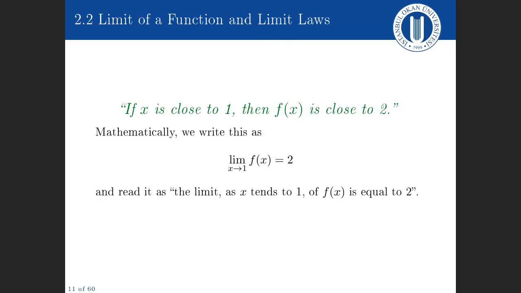We have a notation to write this in maths. We write this as lim for limit. Then underneath lim, we write x arrow 1, because we're looking at when x gets close to 1 of the function f of x, and then we give the value equal to 2. And we read this in English as the limit as x tends to 1 of f of x is equal to 2. That means that if x is close to 1, but x is not actually equal to 1, but close to it but not equal to it, then f of x is close to 2.